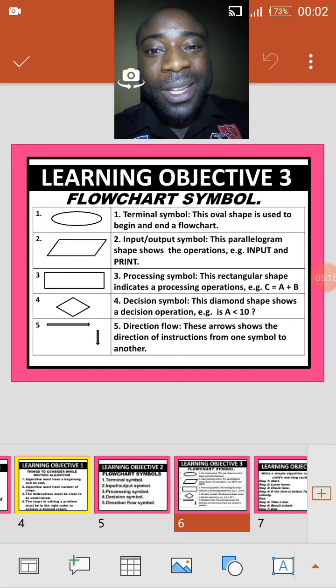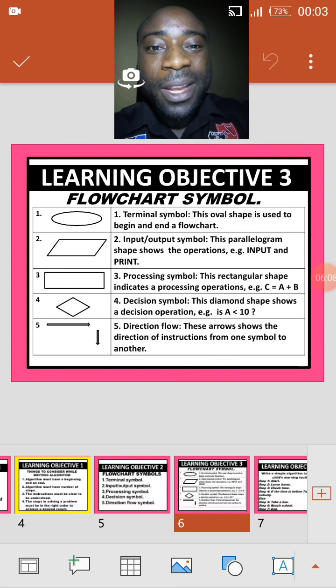So terminal symbol is oval shape, while input and output symbol is parallelogram, while the processing symbol is rectangle, and decision symbol is diamond shape. And we also have arrow or line that join one flowchart symbol to the other, and we call it direction flow line. Now let's look at the uses of each of these symbols. Terminal symbol, that's number one. This oval shape is used to begin and end a flowchart. When you draw a flowchart, you will see it at the beginning, and when you end the flowchart, you will still put the terminal symbol.